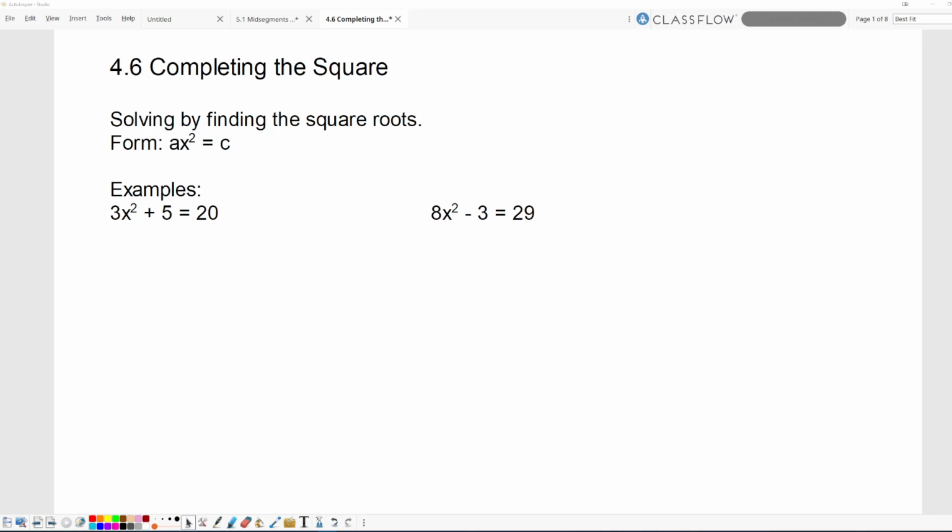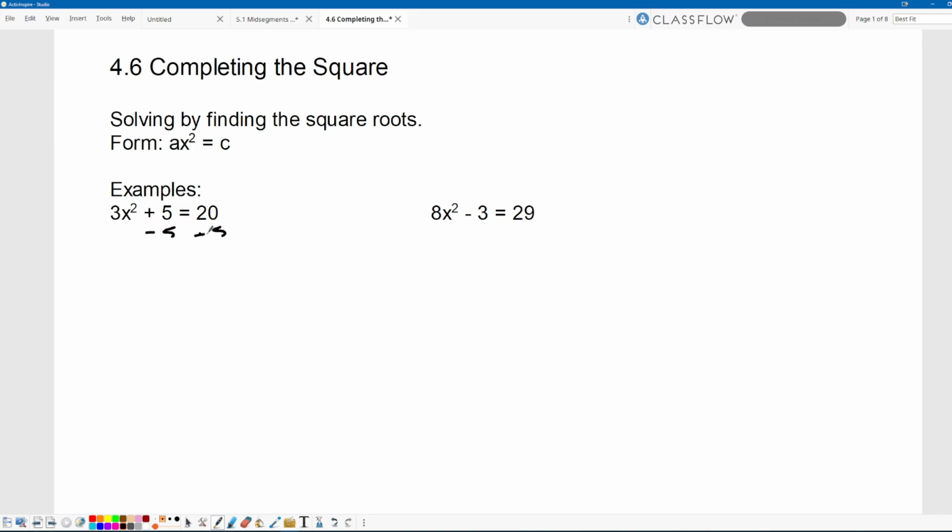So let's say we have something like ax squared is equal to c, or ax squared plus c is equal to a number. Because you just have an x squared term, you can easily isolate that and then solve. So when we have this example of 3x squared plus 5 is equal to 20, I can isolate this x squared and then take the square root of both sides. So we're going to isolate that x squared by subtracting 5. You get 3x squared is equal to 15. Divide by 3. You get x squared is equal to 5.